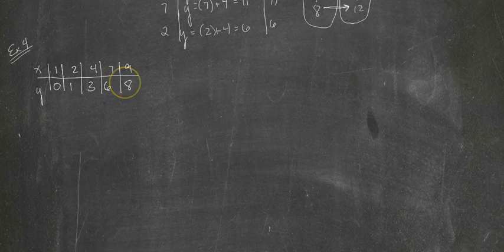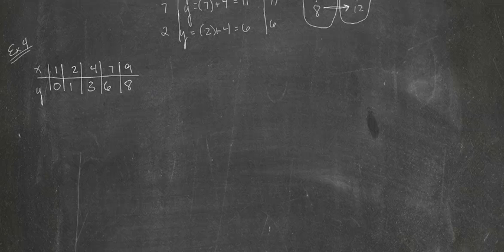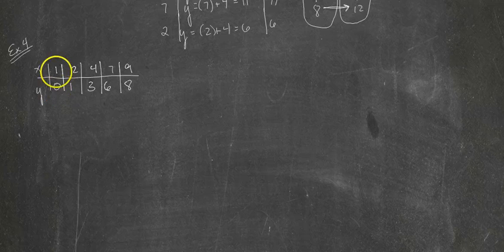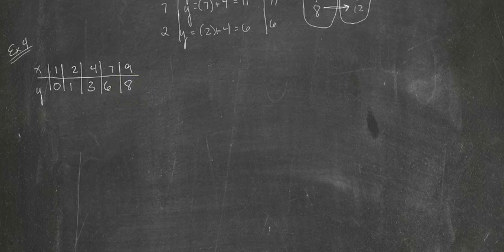So the first thing we have to do before we try to make a rule is decide that it's in fact a function, because if it's not a function, finding a rule is going to be of no value to us anyway, because we want to write rules for functions. So the number 1 points to 0 and nowhere else. There's no other 1 here that would point to something else. 2 points to 1, 4 points to 3, 7 points to 6, and 9 points to 8. So this is a function.